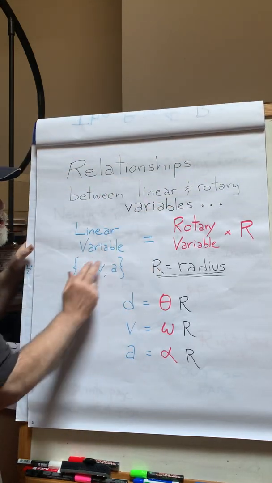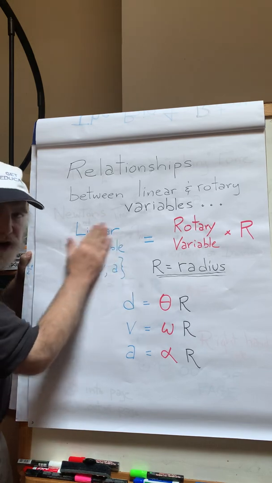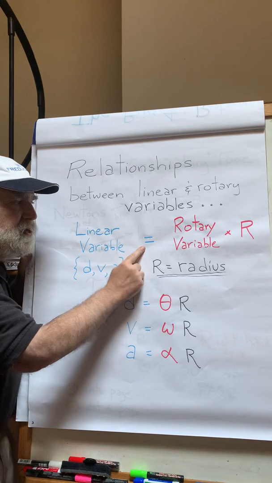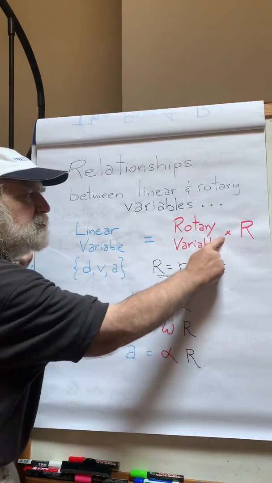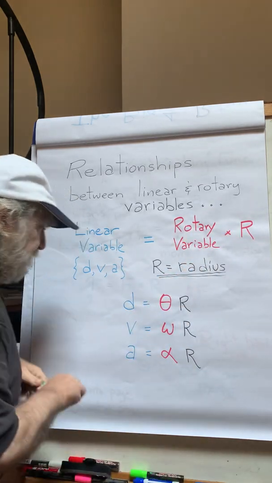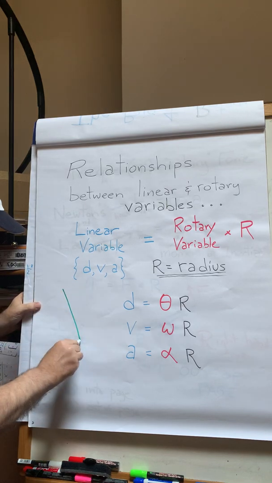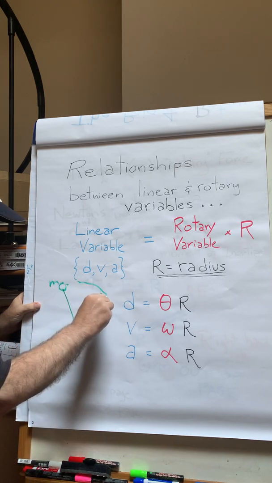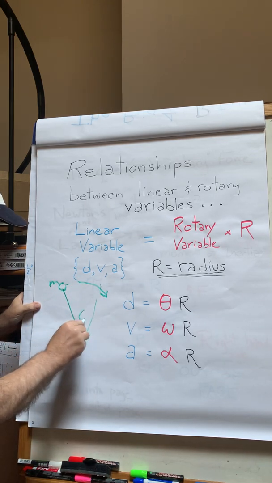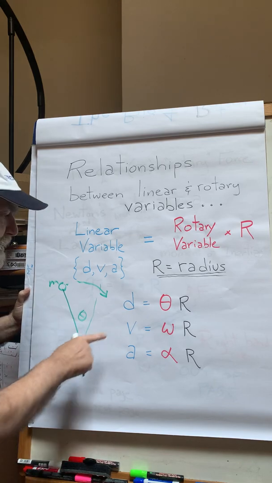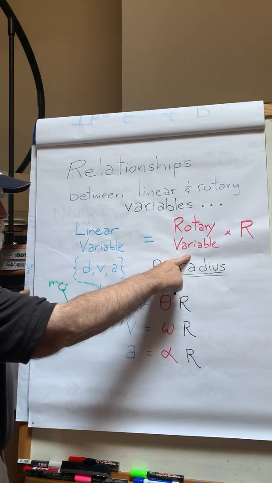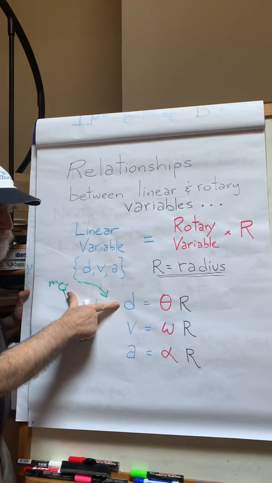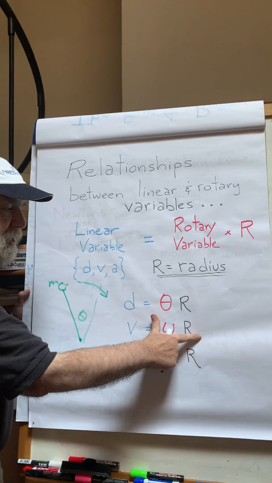By the way, the relationship between these variables, the linear variables, distance, velocity, acceleration, is the rotary variable times the radius. So if I have a mass up here and it's rotating through some theta, the rotary variable times the radius, theta times r, is d. Velocity is omega times r.